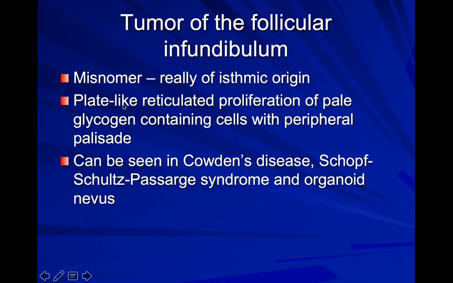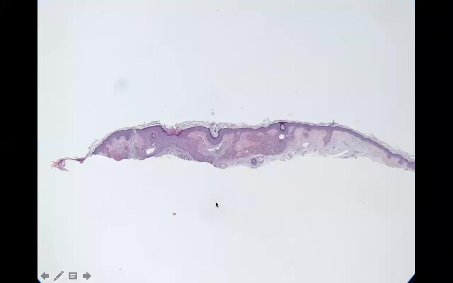So it's this plate-like reticulated proliferation of pale cells that just looks like a seb, but the cells are a little bit too pale, okay? You can see it in these various syndromes, which is why we even talk about it. So look from low power. You're like, oh, well, it kind of looks like a seb. It even has a horn cyst.